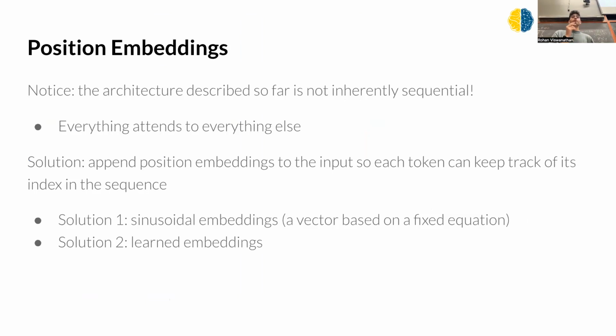Something else that we can consider is position embeddings. We can note that the architecture described isn't inherently sequential, right? We're basically just taking the embeddings for each of these. We're doing our little KQV, and then we're reweighting these values. But where does the sequence of the sentence come in, right? We're relying on our sentence to implicitly find these relationships. Everything attends to everything else. A solution is to append position embeddings to the input so that each token can keep track of its index in the sequence. We can use a couple different ways to do this. Sinusoidal embeddings or learned embeddings are two ways. We're not going to get too into that, but taking into account positions can be important.